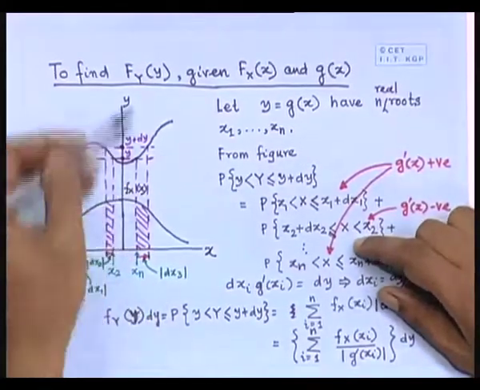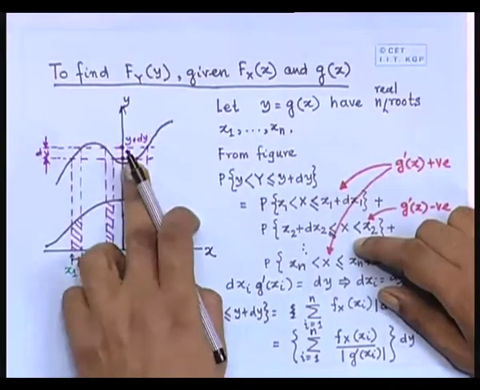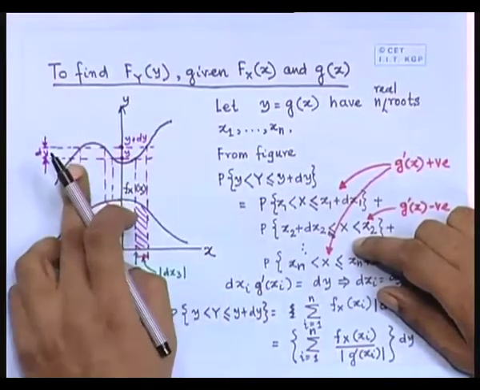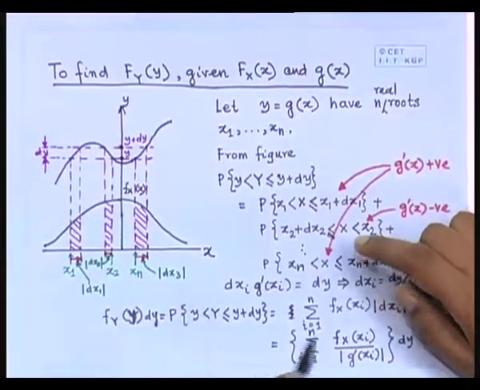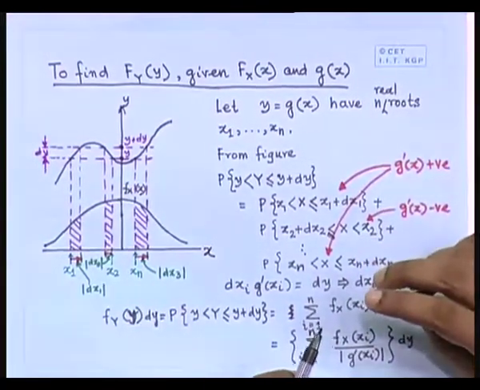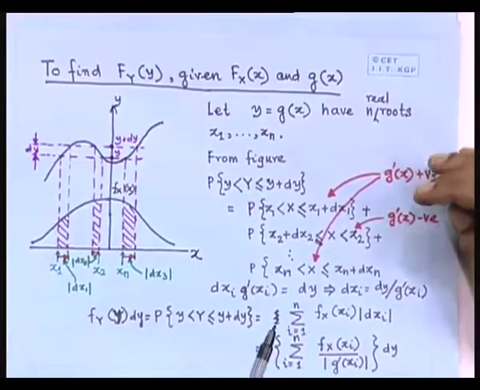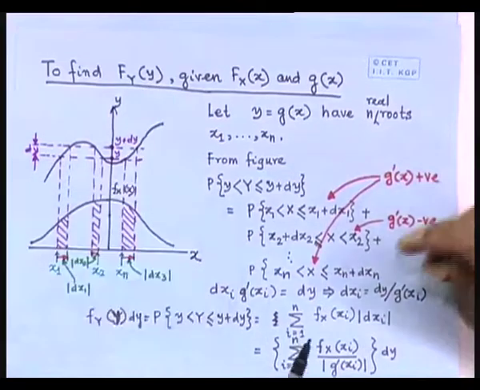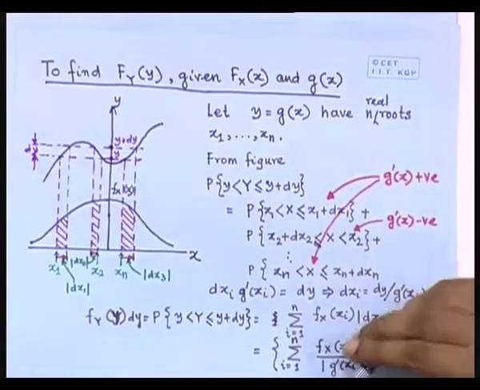Okay, I have drawn two graphs. The upper side is the y, so this curve is the g(x) curve, y equal to g(x), and this is the probability density curve of x. X is a random variable, so it has a density function associated with it. Now we want to know what is the density function of y. So how do we calculate that?